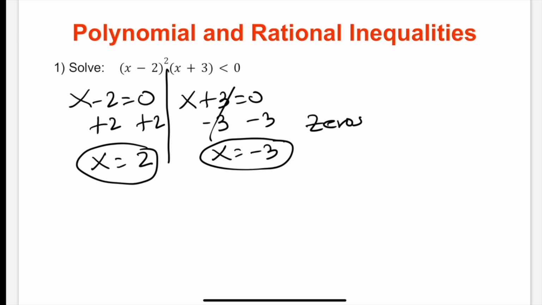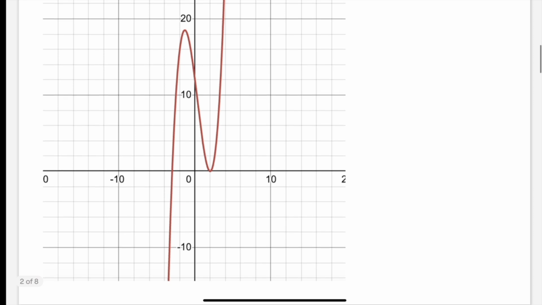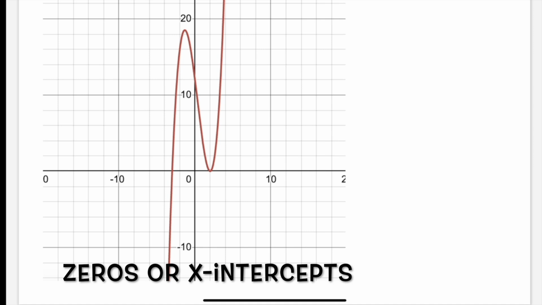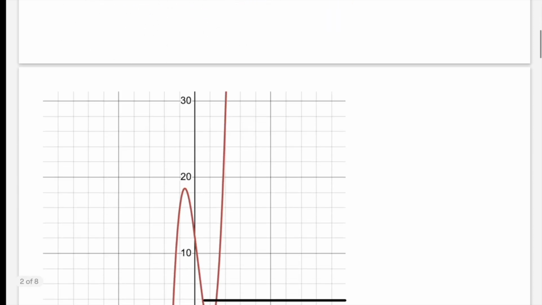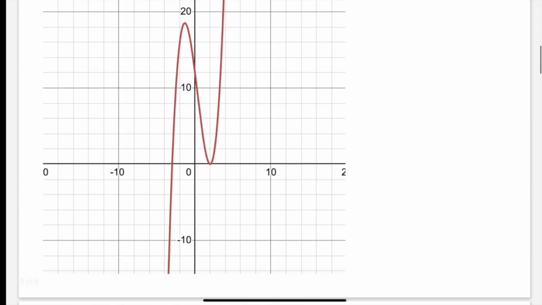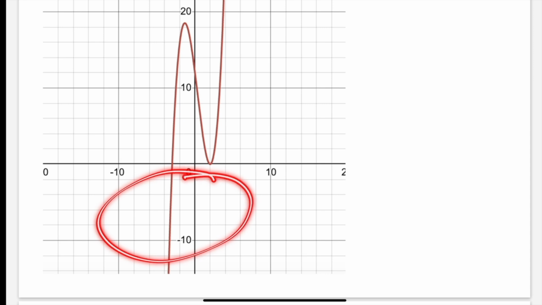Let me show you real quick. So this is the graph. If I want to graph that polynomial function, this is what I get. Remember that I had x equals 2 and x equals negative 3. So those are the zeros. Now, when I say that my inequality has to be less than 0, what I'm looking for are the values in my graph that are below 0. All right, so that's the idea.